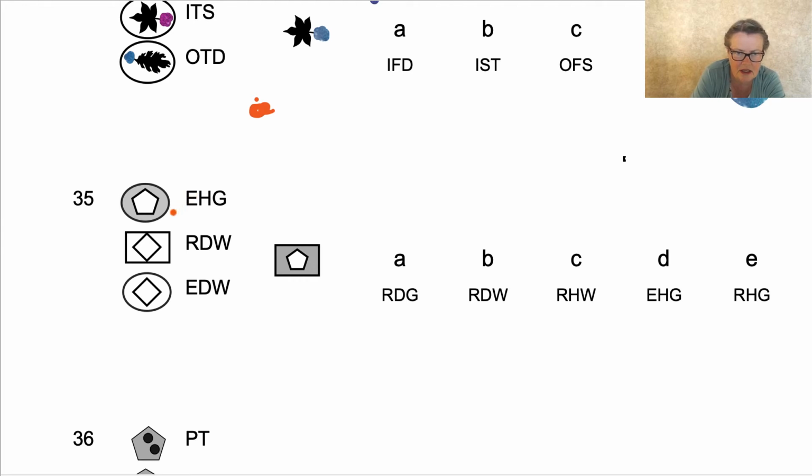Right, now, first letters again. The two E's. What do they have in common? They've got an egg around the outside, whereas the R has got a square around the outside. So this has got a square around the outside, so we want R.